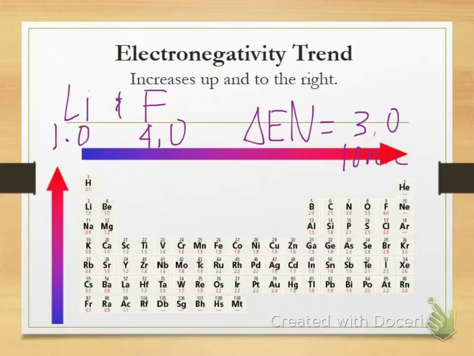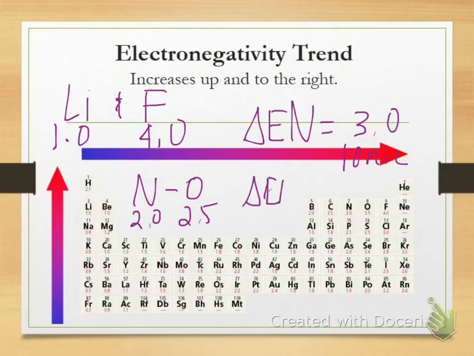Okay? Let's say I want to do nitrogen and oxygen, a bond between nitrogen and oxygen. Oxygen is 2.5, nitrogen is 2.0, so the electronegativity difference would be 0.5, so that would be polar covalent. So that's how you do that, simple subtraction.